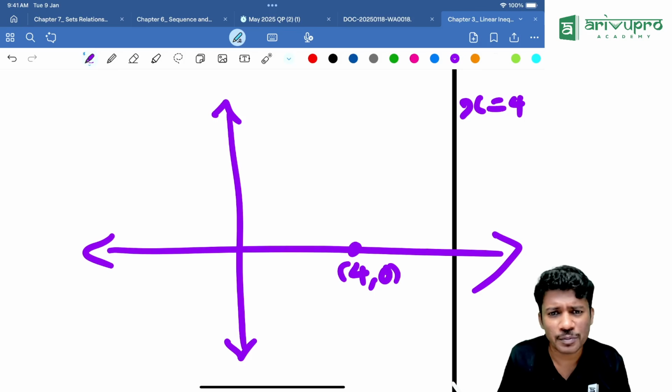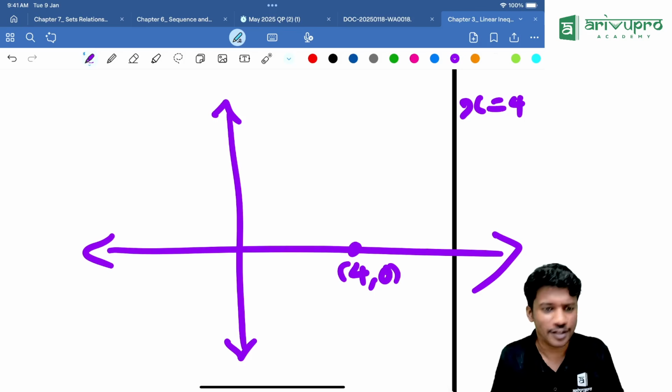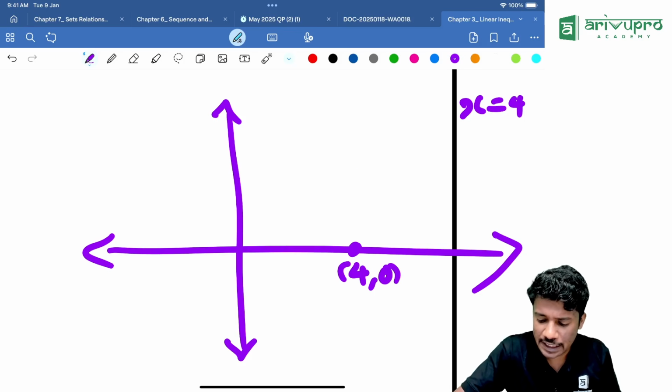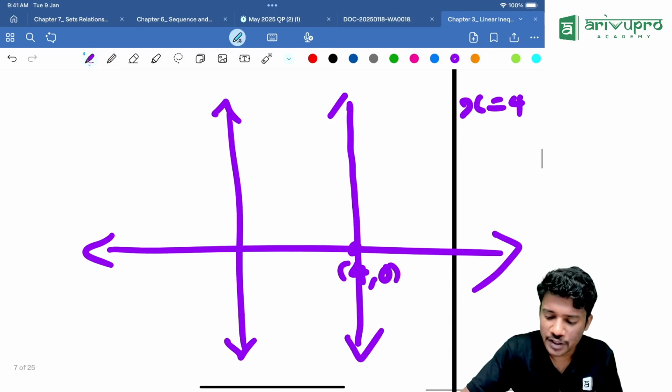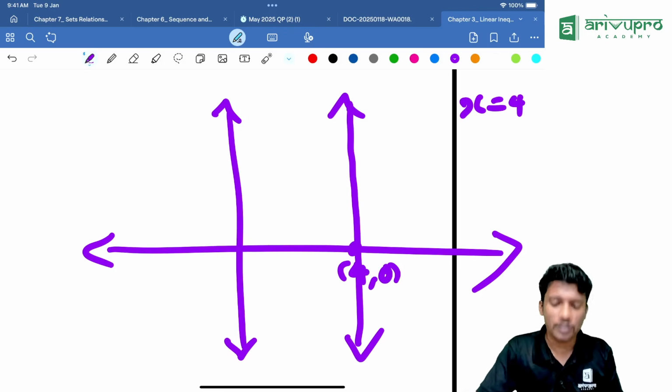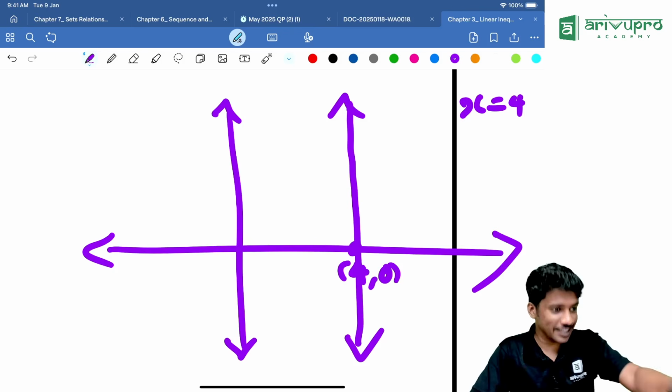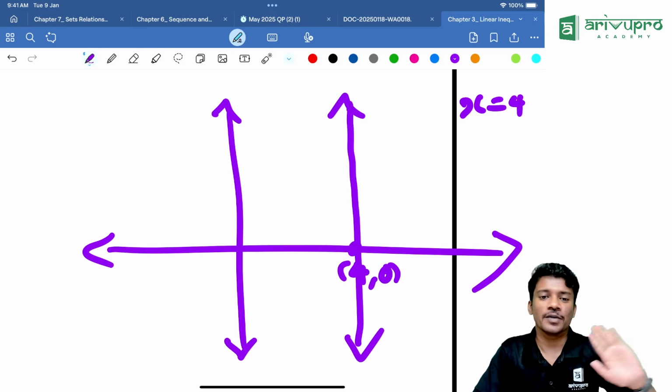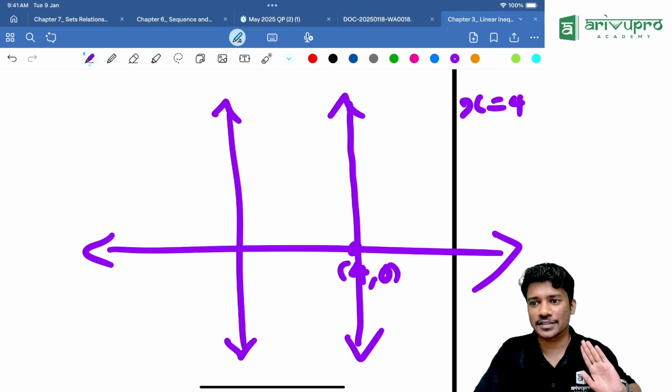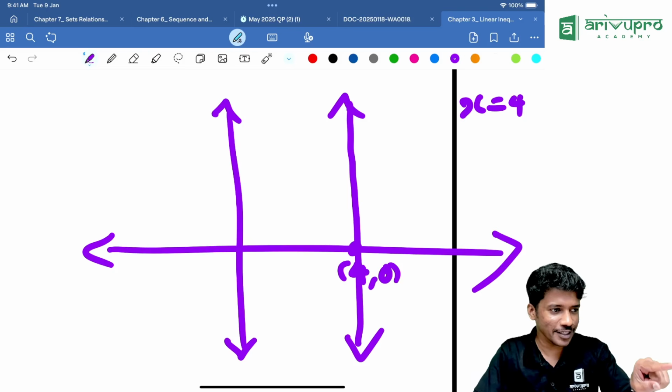But will we put all the values of y and check? No, we will just say that when x is equal to 4 is given, the line is parallel to the y axis. When x is equal to a constant is given, it is parallel to the y axis. Did you understand now? Yes.